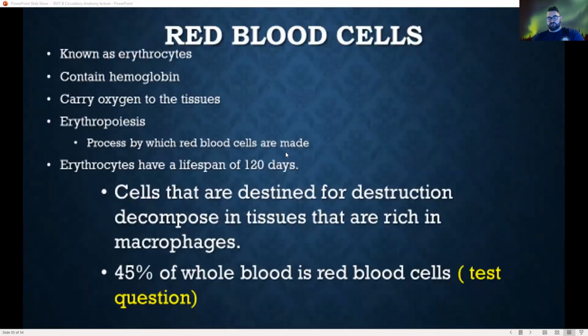So what about the red blood cells? Their other name is erythrocytes. Red blood cells are known as erythrocytes. Make sure you knock that term down, because again, sometimes when it comes to registry, they won't just say red blood cells, they will say erythrocytes. They mean the same thing, but terminology will make or break you.